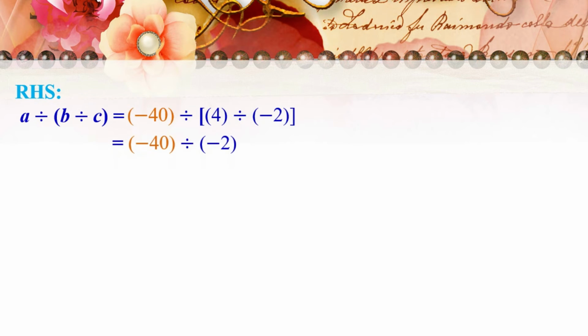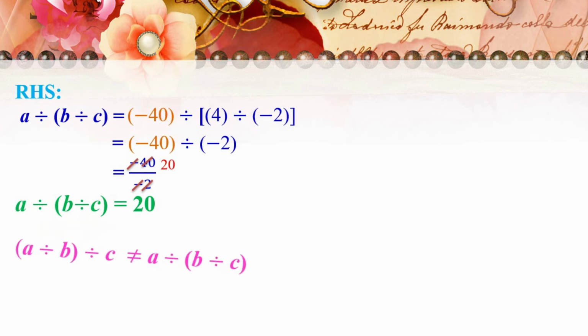Now we have to solve inside the bracket first. 4 divided by minus 2. A positive integer divided by a negative integer, we get a negative integer only. 4 divided by 2, 2 2s are 4, we get minus 2. We get the expression minus 40 divided by minus 2, equal to 40 divided by 2. Now cancel the sign. 1 2 is 2, 20 2s are 40. a ÷ (b ÷ c) is equal to 20.